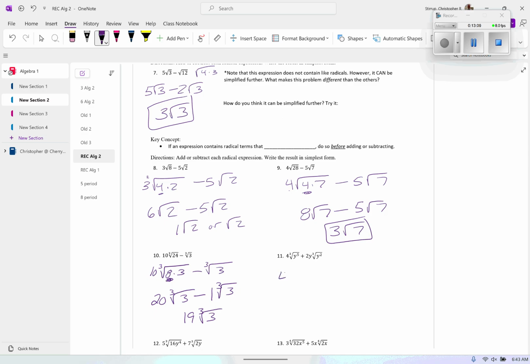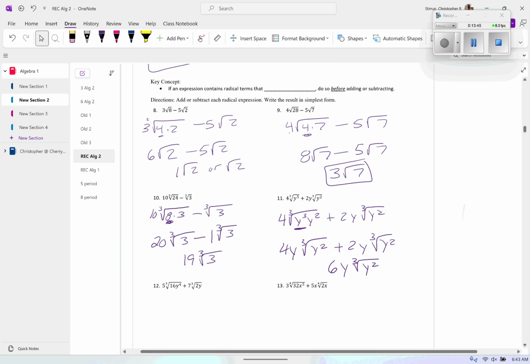We want to start breaking down. We want perfect thirds. So y to the fifth is y to the third times y to the second, plus 2y third root of y to the second. This is a perfect cube. Cube root of y to the third, 3 goes into itself once. So I'm going to get 4y outside, and I get third root of y squared plus 2y third root of y squared. Radicals are same. Looks good. So 4y plus 2y is 6y. Third root y squared is our answer.